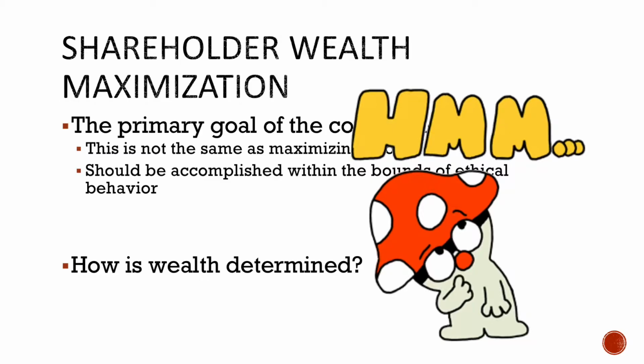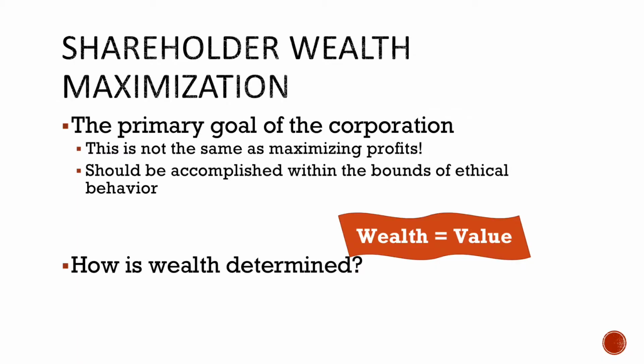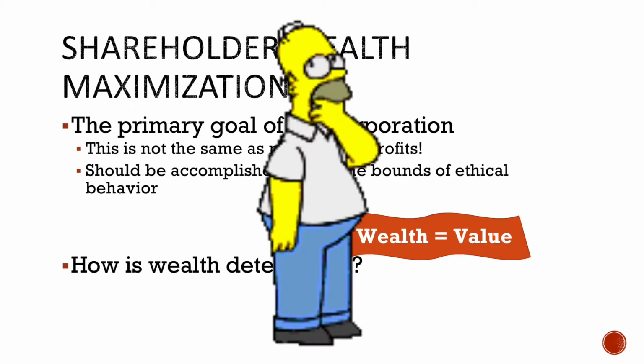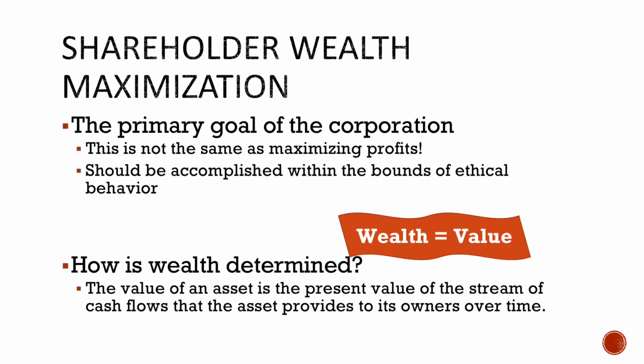But how is wealth determined? Wealth is basically value. So the question would be, how do we determine value? The value of an asset is the present value of the stream of cash flows that the asset provides to its owners over time. To know the value of an item means to know how much one is willing to pay for such an item. The value of such an item, again, is the present value of the future cash flows it is expected to generate.